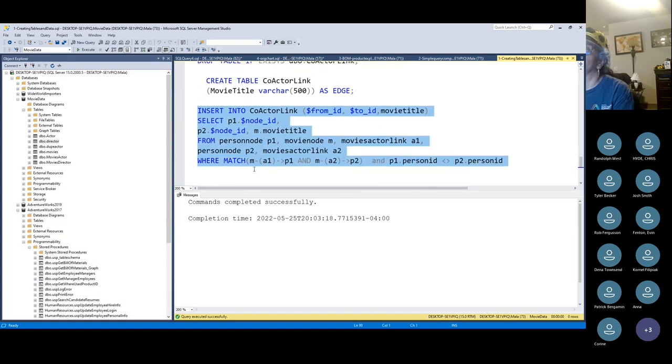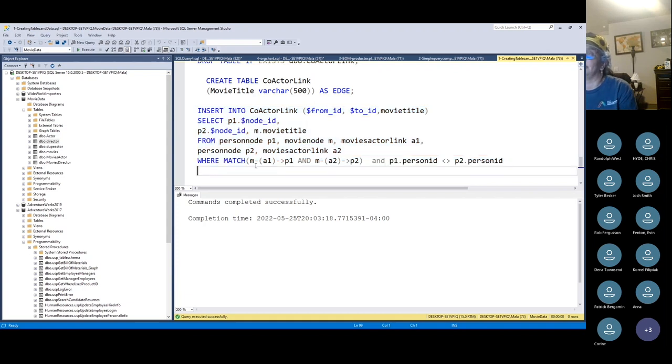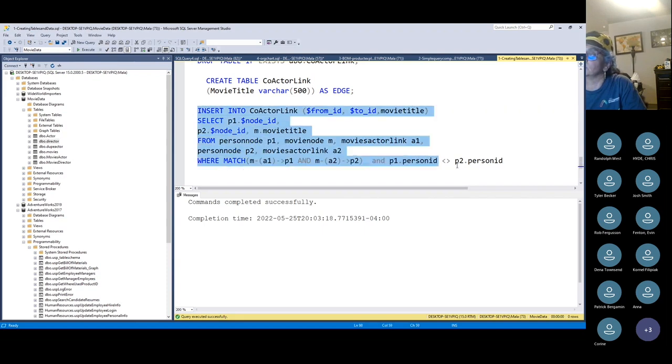This is where the match clause is. The match clause is how you want to connect. So I want to see this person acted in this movie and that person acted in this movie, and they are not the same person. That's how I know they're co-actors: both of them co-starred in the same movie and they're two different people. That's what this match clause tells me, from to, and it's literally all it is. The way the arrow goes is movie, actor, and then person. If you can see the alias, that's how it goes.